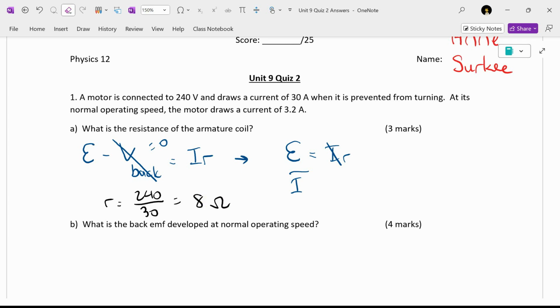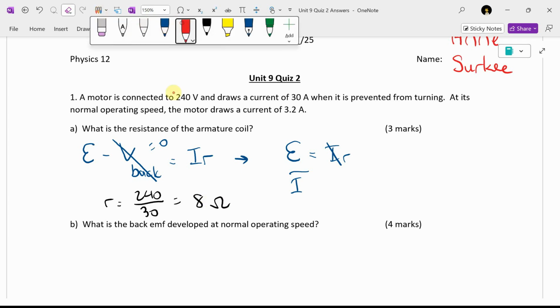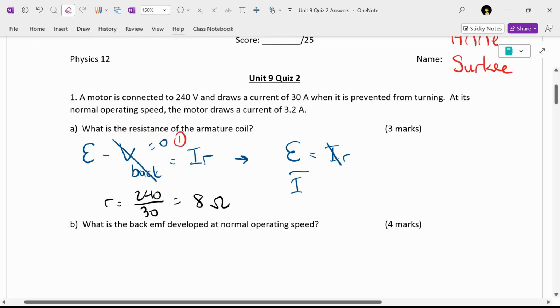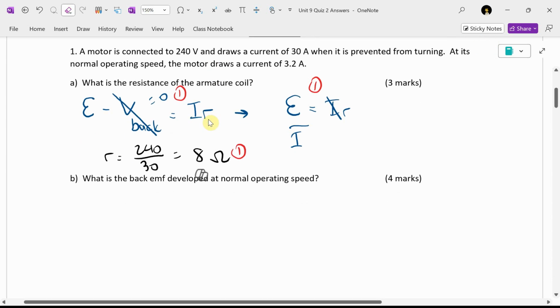Is that correct? If you got that, 3 out of 3. Otherwise, I would probably give you 1 mark if I saw that, 1 mark for that, and 1 mark for the answer. What's the back EMF at normal operating speed?